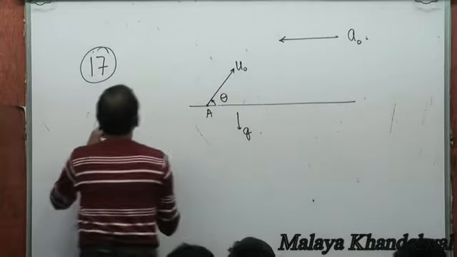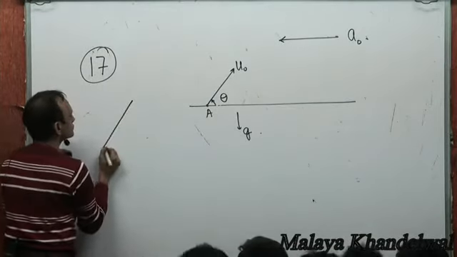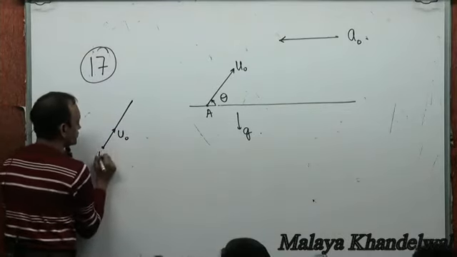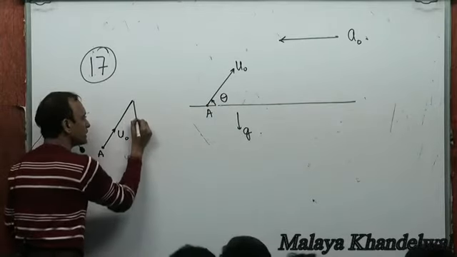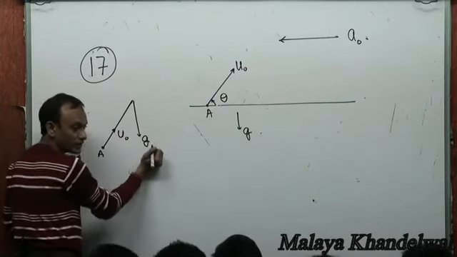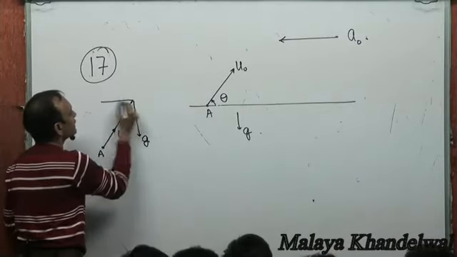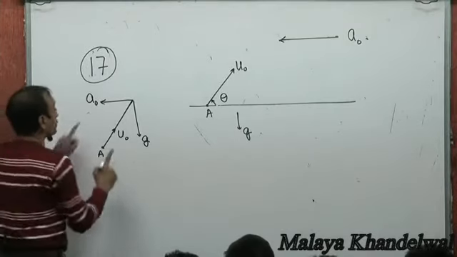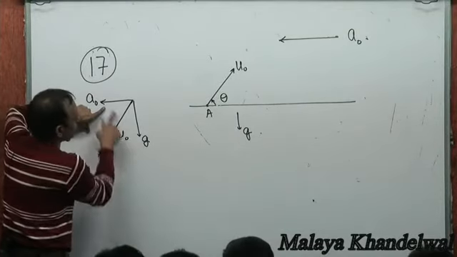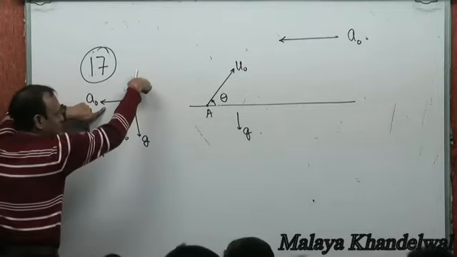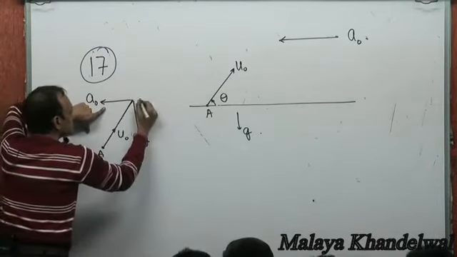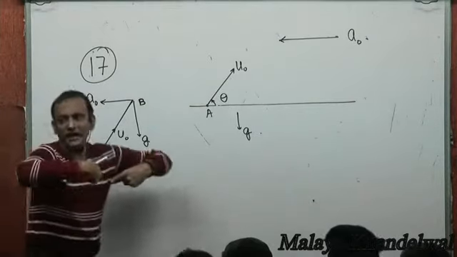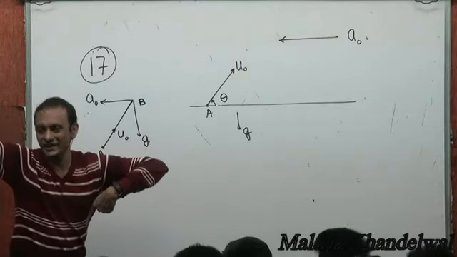Now, notice, this is the velocity. U naught at the point of projection, this is the velocity. There is a vertical acceleration which is g, like this, and there is a leftward acceleration which is a naught, like this, right? Now, the net acceleration of the particle will be the resultant of a naught and g. If the resultant of a naught and g is from B to A, then the velocity and accelerations are aligned and the particle will move along a straight line. You know what I'm saying?